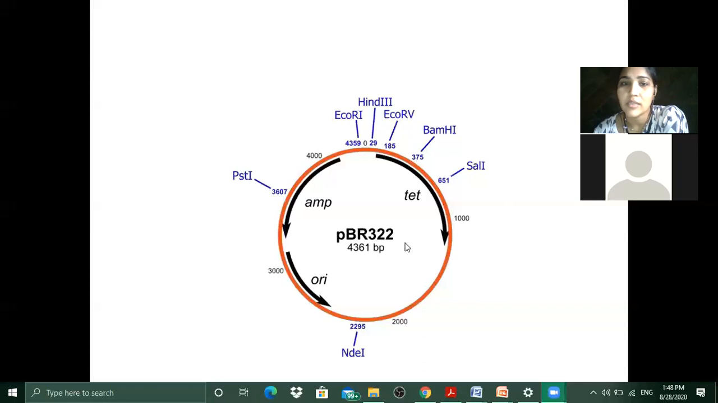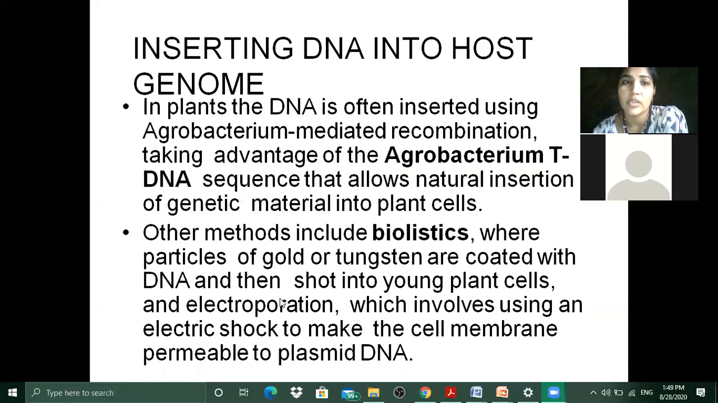This is the pBR322 vector construct that we have seen in our last lectures. It has multiple cloning sites, it has a selectable marker, and it also has the origin of replication. And then inserting DNA into the host genome. In plants, the DNA is often inserted using Agrobacterium-mediated recombination. Agrobacterium-mediated recombination is the most common procedure that we use to insert the gene of interest into the plant cell, taking advantage of the Agrobacterium T-DNA sequence that allows the natural integration of the genetic material into the plant.